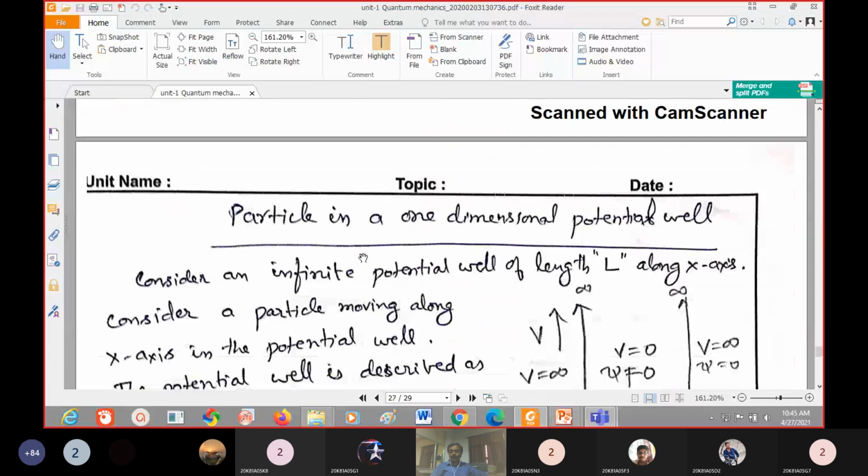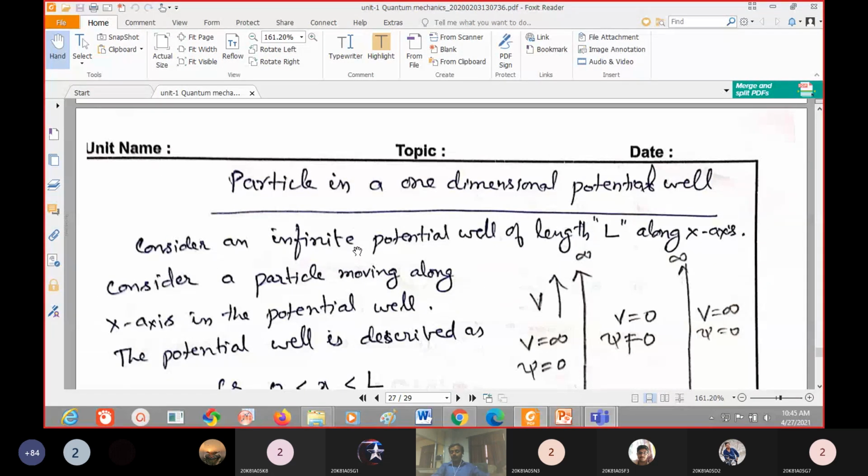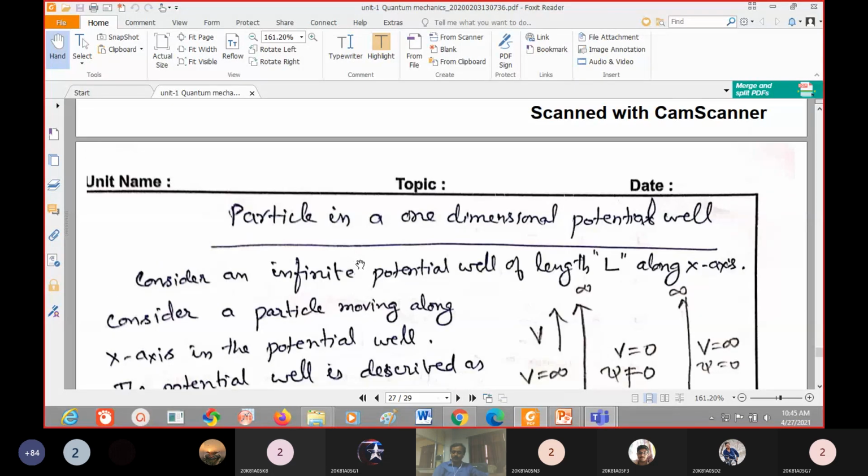Tomorrow we will discuss the particle in a one-dimensional box. There is a lot of time available now.